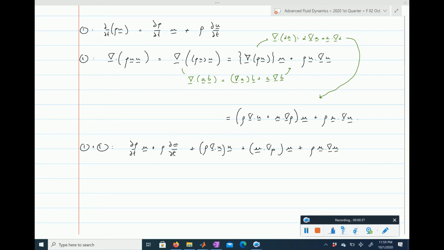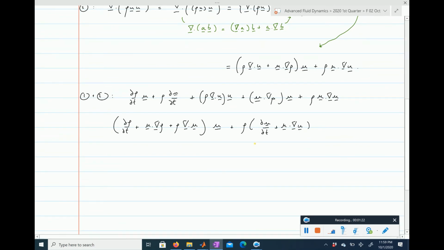And so here we see that we have the vector field u, the vector field u, the vector field u. We can factorize the vector field u and write partial rho partial t plus u grad rho plus here rho times the divergence of u. All of this is a scalar, times u. And then I have left this term and that term, plus rho times partial u partial t plus u grad u.